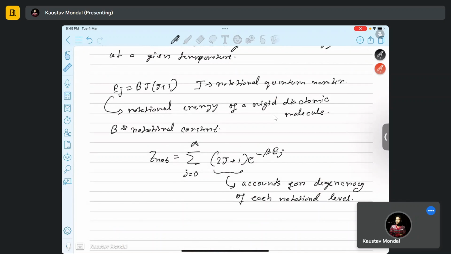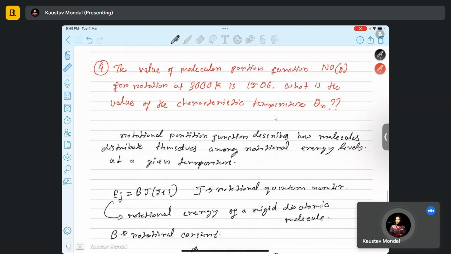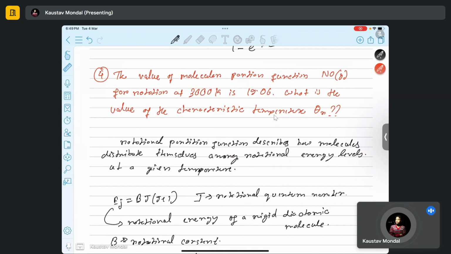This is basically the expression for the rotational partition function. Now for our problem it's a bit simplified. As you can see, for our system the temperature scale is very high, around 3600 Kelvin, sorry, it was actually 3600.